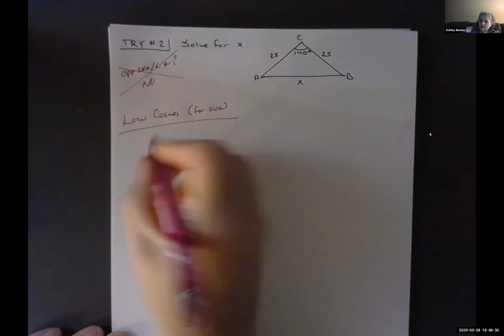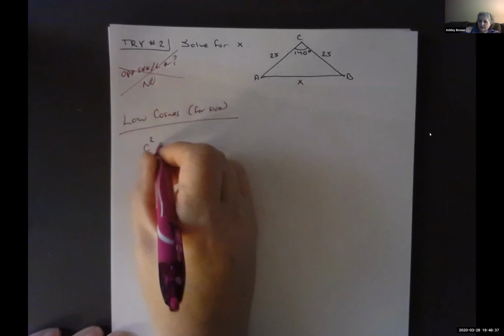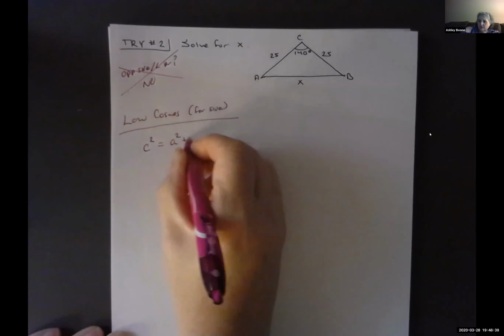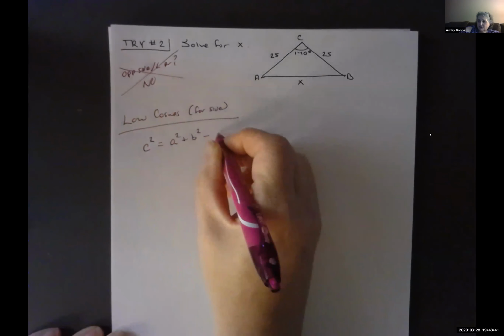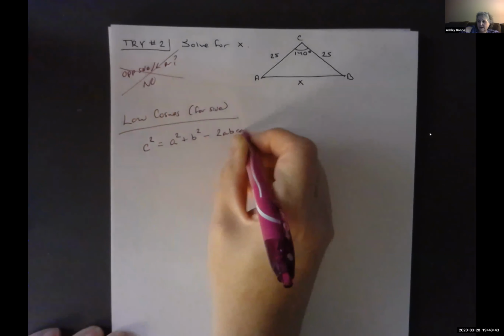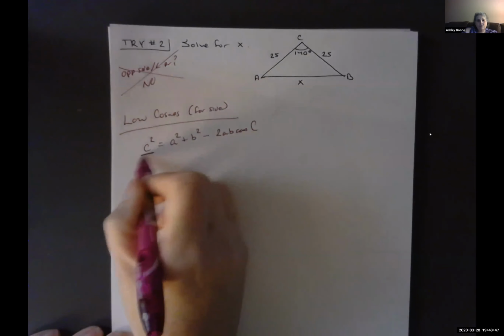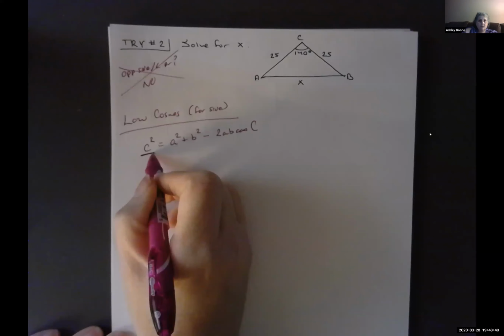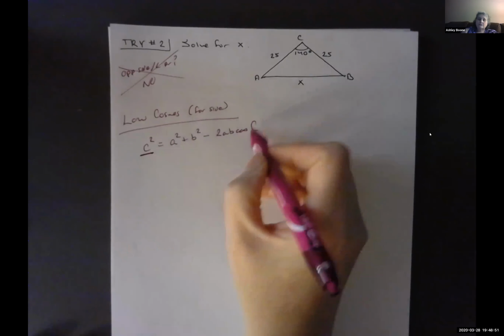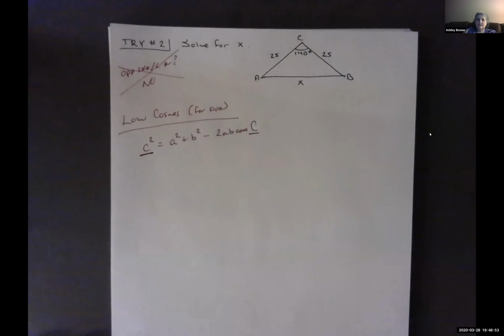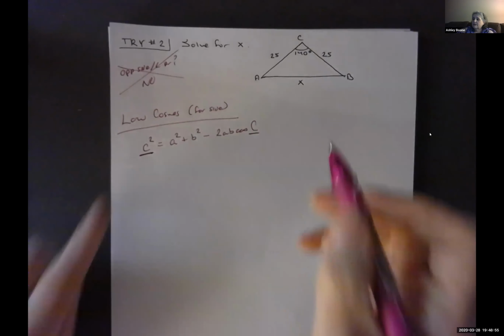So I'm going to use the form that's c squared equals a squared plus b squared minus 2ab cosine of C. Remember, the side involved is the side you're trying to solve for. The angle is the angle that's opposite it. So I'm solving for this side x.